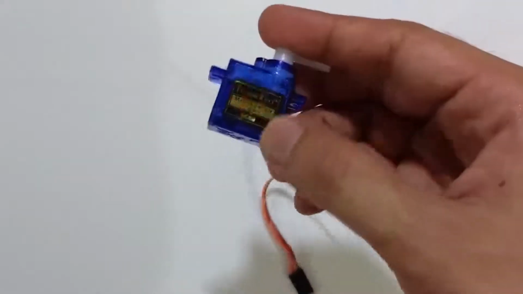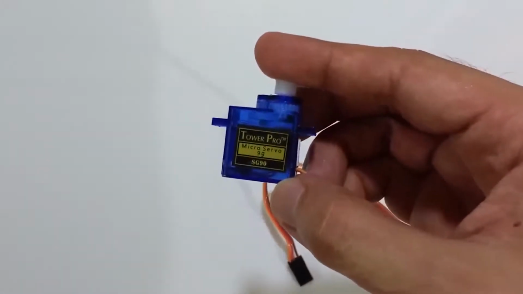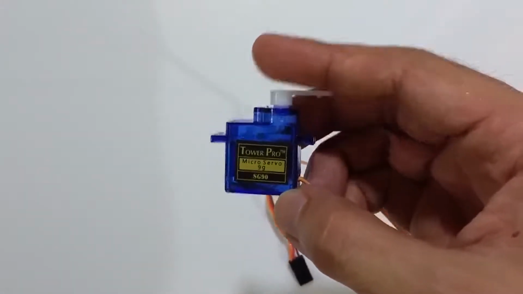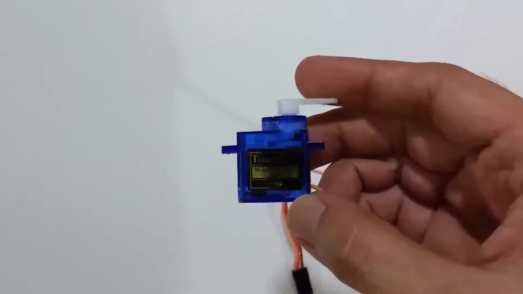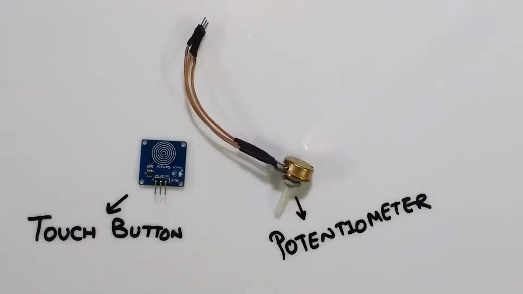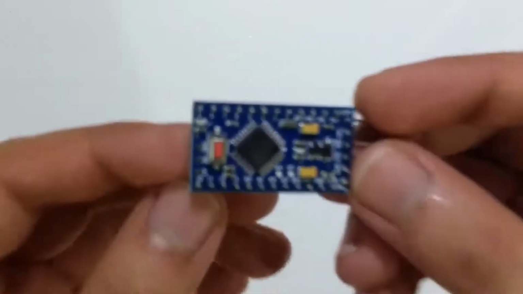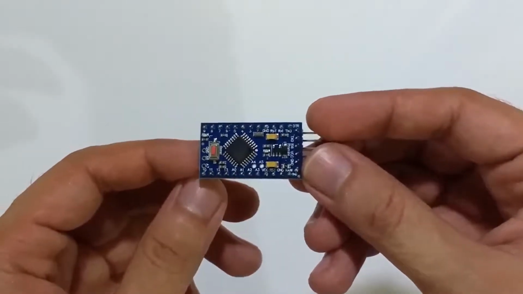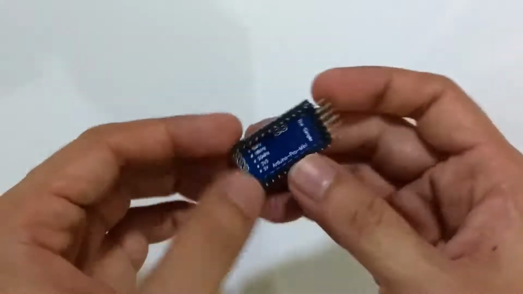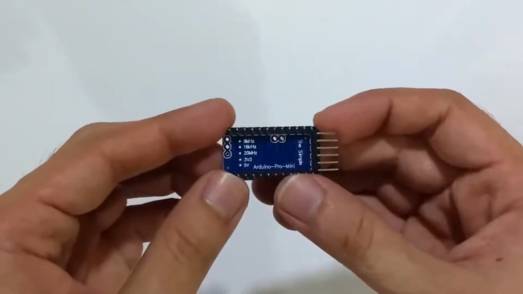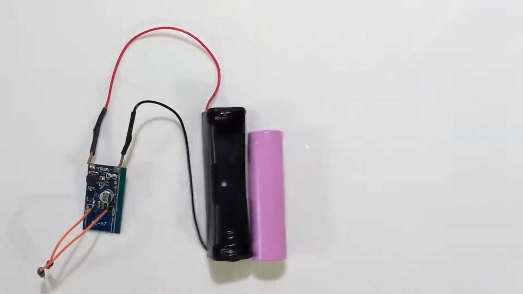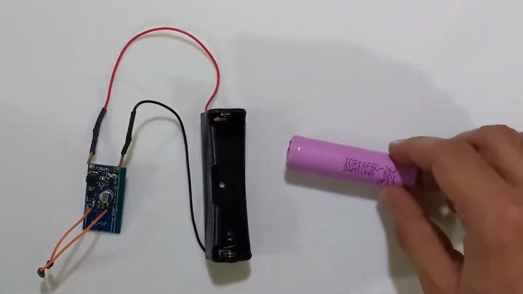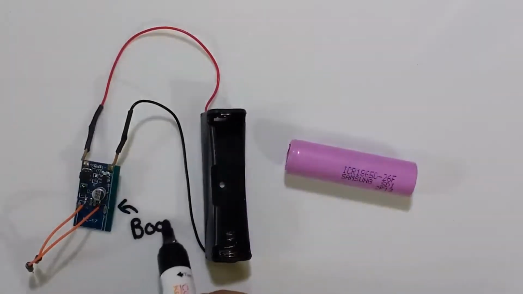To turn on or to turn off a switch, we need an actuator. I used a micro servo motor for this purpose. To take user input on when to turn on the geyser and for how long, I used a touch button and a potentiometer. Well, as always, we need a brain for this system, and I decided to use my favorite Arduino Pro Mini for its small form factor and light weight. To power this circuitry, I used an 18650 lithium-ion battery along with a 5-volt boost converter.